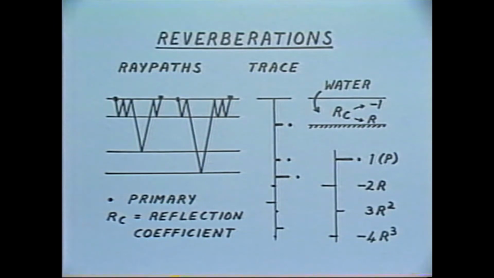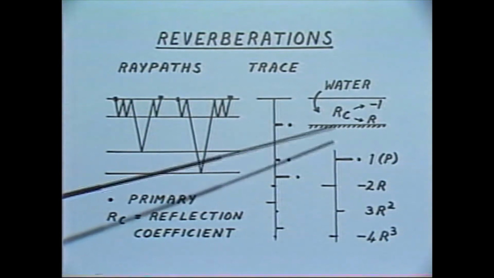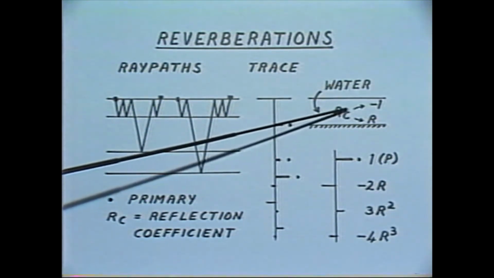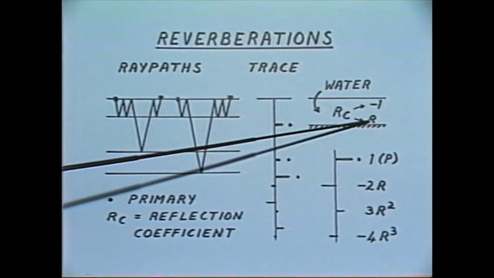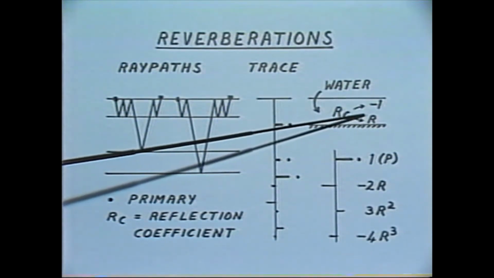Now, another special class of multiples are the ones that are called reverberations. These are multiples which occur in the shallowest layer in the Earth. Now, generally they're most severe on marine seismic recordings, where that shallowest layer is the water layer. They're particularly severe because the reflection coefficients at the surface and at the water bottom are relatively quite high.